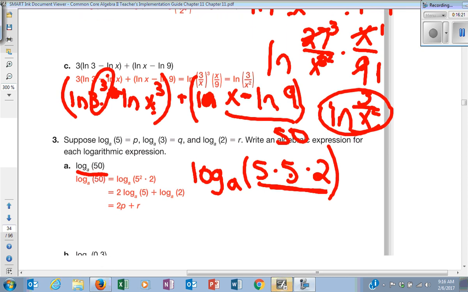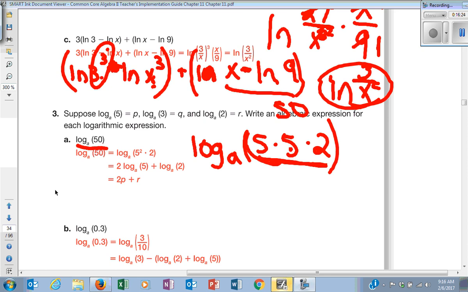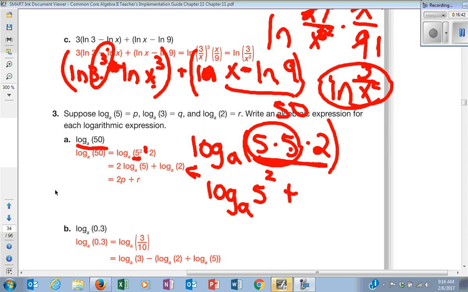And then what they rewrite there is they say, hey, wait, 5 times 5 is really 5 squared, so that's where this picks up. And then when you have two things that are multiplied, you can write it as the addition of the two. So if it was me, right here, I would have actually written log base A of 5 squared plus log base A of 2. And then what they do right here is they say, hey, let's pull this exponent out front. And so that's where they get 2 times log base A of 5 plus log base A of 2.